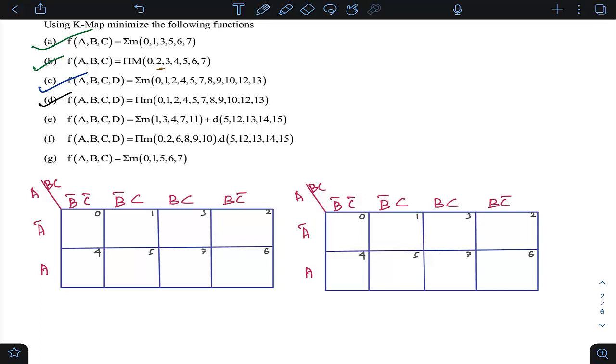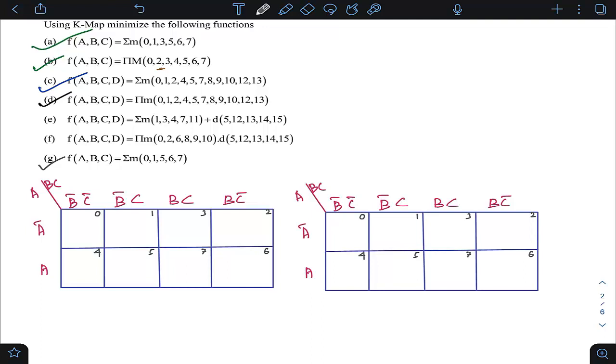Let us solve a few more questions based on the K-map concept. In the previous video, we solved the first 4 questions. Now let me solve the last one first, where the min terms are given: 0, 1, 5, 6, 7. The question can be to obtain the SOP expression.